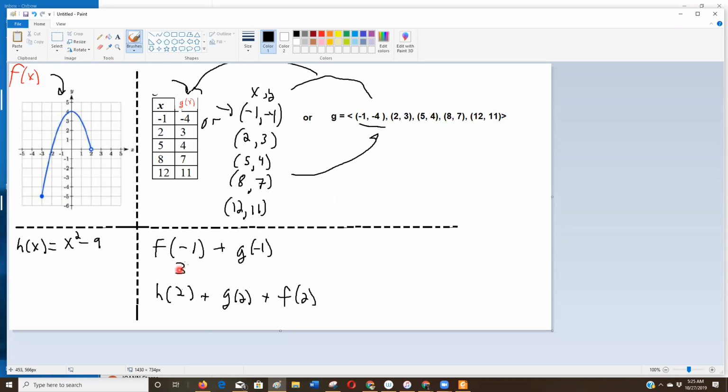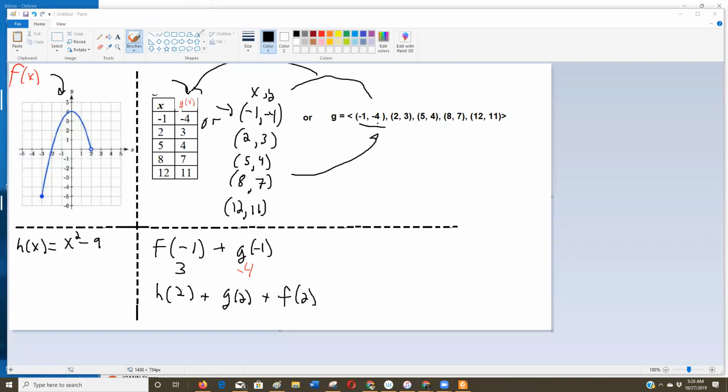Let's see if I can write that. Yeah. And now I've got to find g of -1. Well, in the table, that's pretty easy. We can see when x equals -1, g or y equals -4. I could see that from the point, and if they give me a list of points like this, I can see when x equals -1, g equals -4, or y, whatever we want to call it. So this is going to be -4.